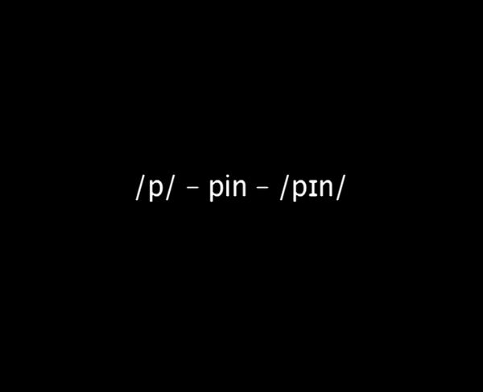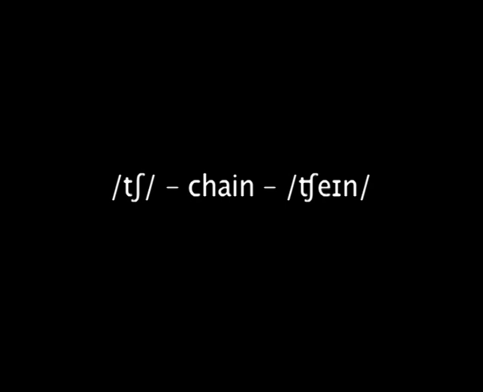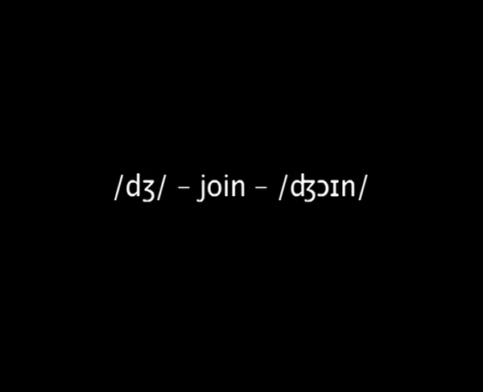Let us look at the following table. I will pronounce the sound first, and then I will also pronounce the word in which the sound occurs. We have first sound, which is P as in pin, B as in bin, T as in tin, D as in din, K as in card, G as in gum, Ch as in chain, J as in join, M as in man, N as in now.